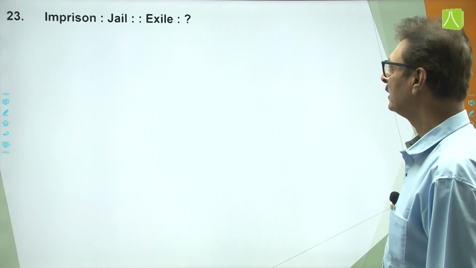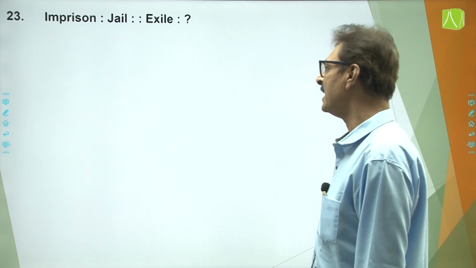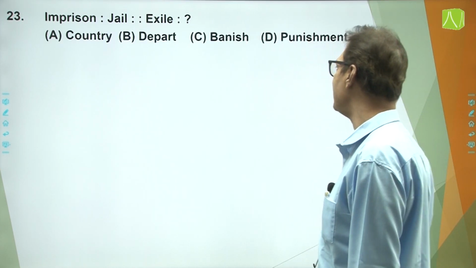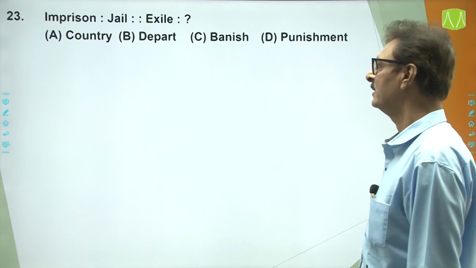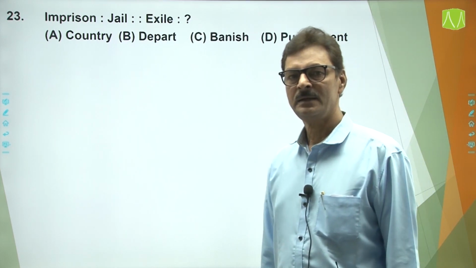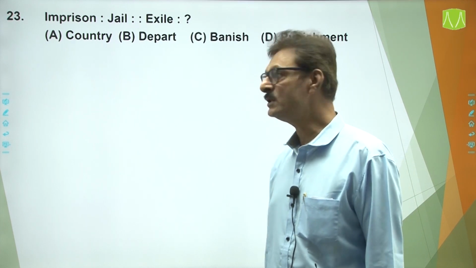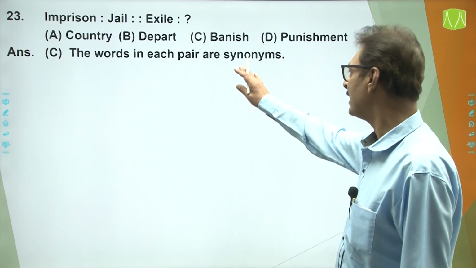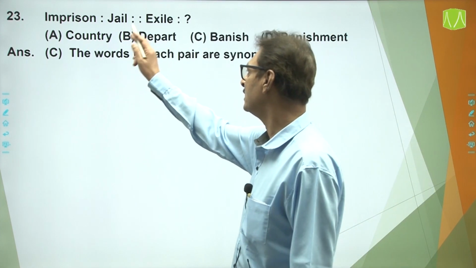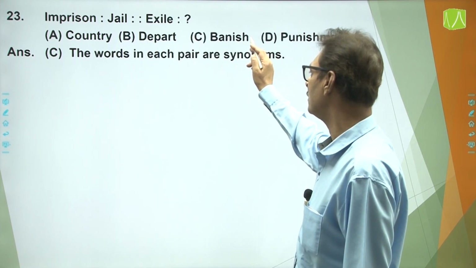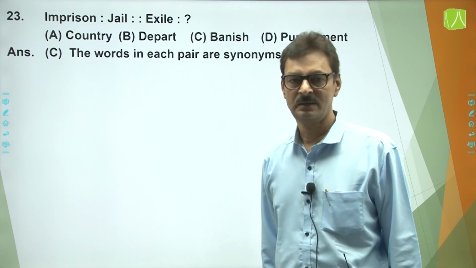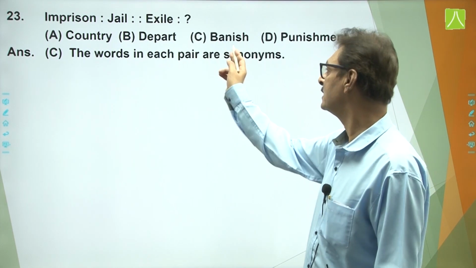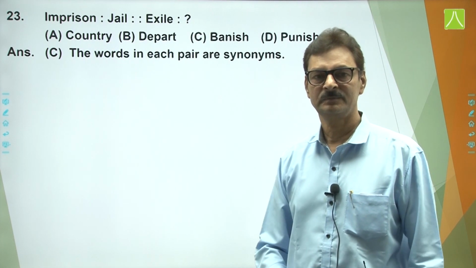Next one. Imprison is to jail. Exile is to what? Country, depart, banish or punishment. What is imprison and what is jail? Imprison and jail are synonyms. The words are a pair of synonyms. Exile is banishment, or you can just say banish. Exile is going outside. That is, banish is the synonym for this word exile.